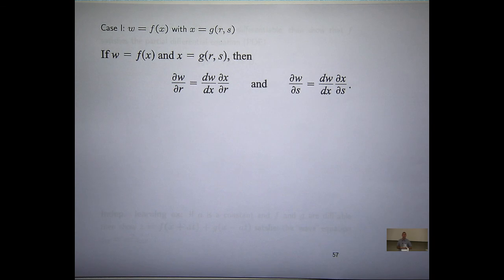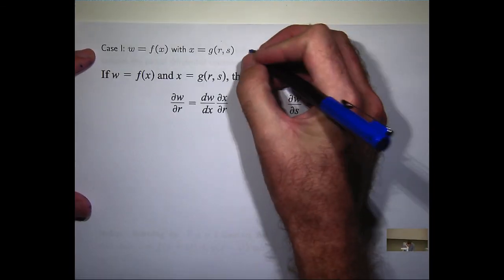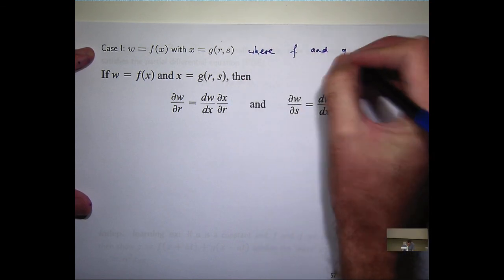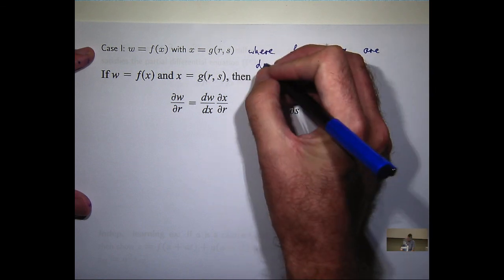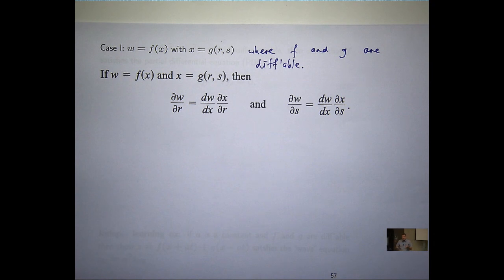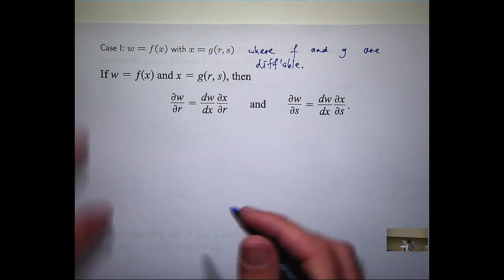Okay, first case. Suppose we've got y equals f of x with x being a function of r and s. Now, under the assumption that f and g are differentiable functions, these are the two chain rules.